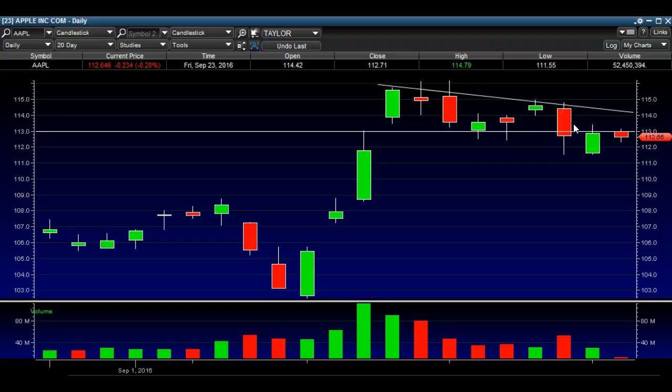I think we're going to see some lower prices here on Apple. You can see that we have this downtrend line as resistance, and then we've got this support that we broke. You can see how many times we tested it right here, about 113. And then we closed below it right here, and we're struggling with it right now today. So we could be seeing some lower prices today in Apple.